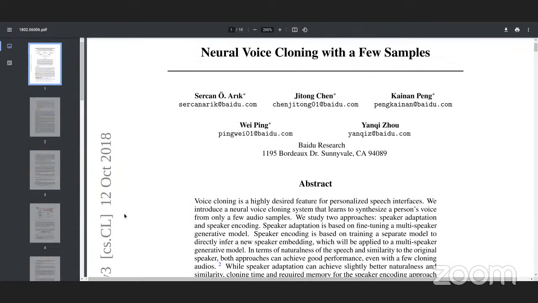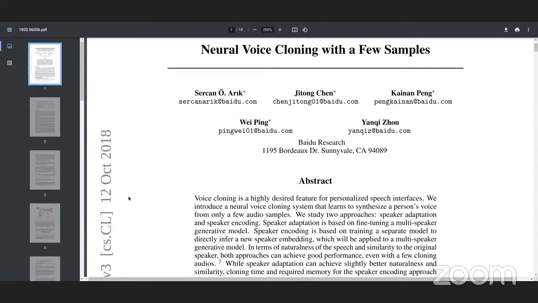So this is coming out of Baidu, and we just went through a little bit of the abstract of what this paper is talking about. It uses Deep Voice 3 as the base for the model, and then talks about how we can go about learning different aspects in the model in terms of tweaking for new speakers. So it talks about two approaches. The first one is the adaptation.